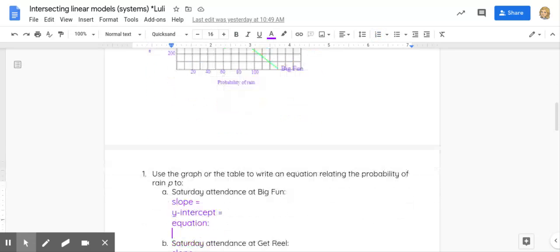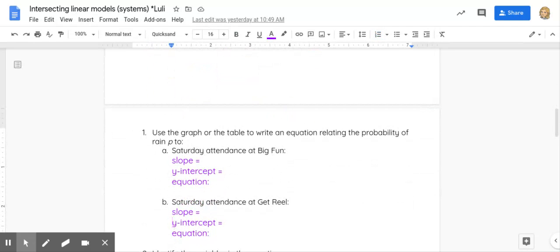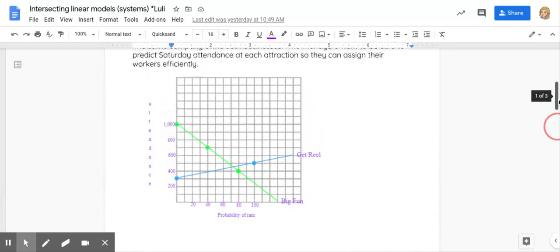All right, so going down to number 1, it wants us to use the graph or the table to write an equation relating the probability of rain to the Saturday attendance at Big Fun and the Saturday attendance at Get Real. All right, so let's start with Big Fun. When we scroll up, we can either look at the table or the graph. If we look at the table and we're finding the slope, we'd have to use our rise and our run, which we absolutely can do. It's a little tricky on the graph though because of our scales.